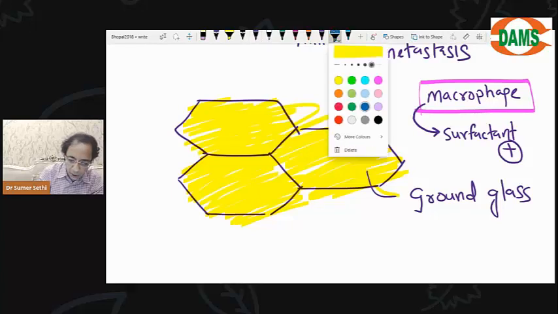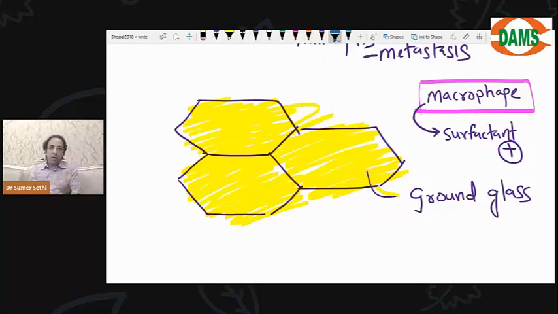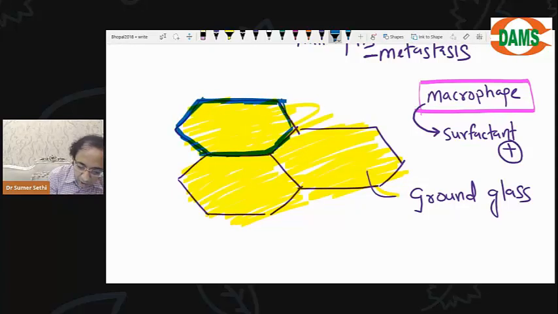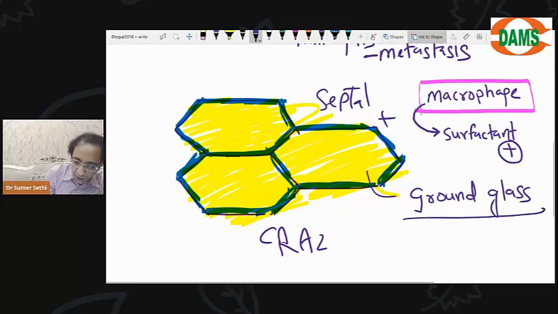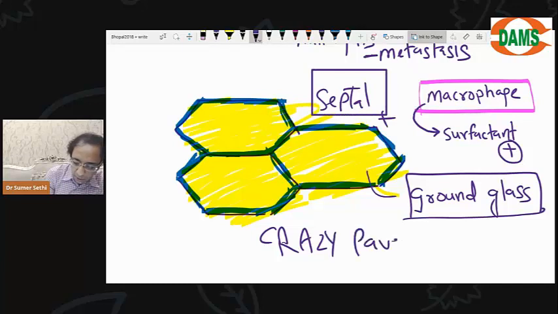Not only that, because the lymphatics will try to clear the surfactant which has accumulated, the lymphatics will also get engorged with the surfactant lipoprotein that they are trying to clear. So the septa will also thicken. This is what is called the crazy pavement appearance. If you have two findings, ground glass appearance with septal thickening, we will call it crazy pavement appearance.